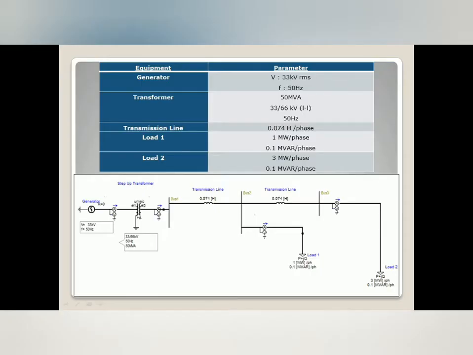This is the table of initial parameter values of our circuit design, which consists of a generator rated 33 kW RMS at 50 Hz frequency. Next, the generator is connected to a step-up transformer, from 33 kW to 66 kW. It is connected to 3 buses, but only has loads at bus 2 and bus 3, which are 1 MW at load 1 and 3 MW at load 2, both at 0.1 MVAR per phase.